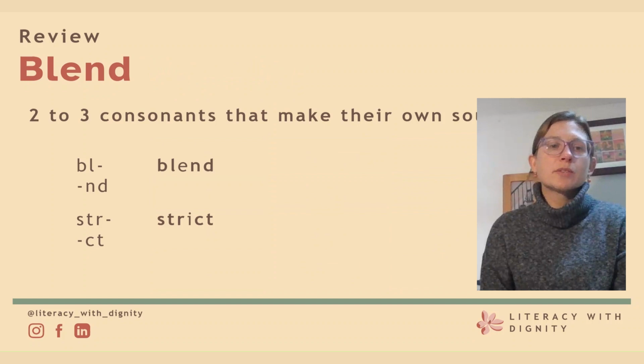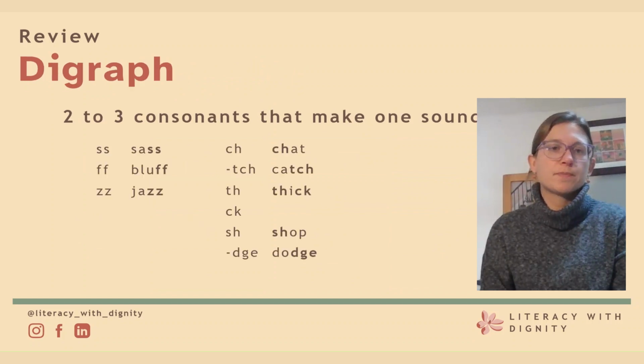We learned that blends are 2 or 3 consonants that make their own sounds, as in the word blend or as in the word strict. All those consonants, you hear them individually. So strict has 1, 2, 3, 4, 5, 6 sounds in it. St, i, k, t, 6.